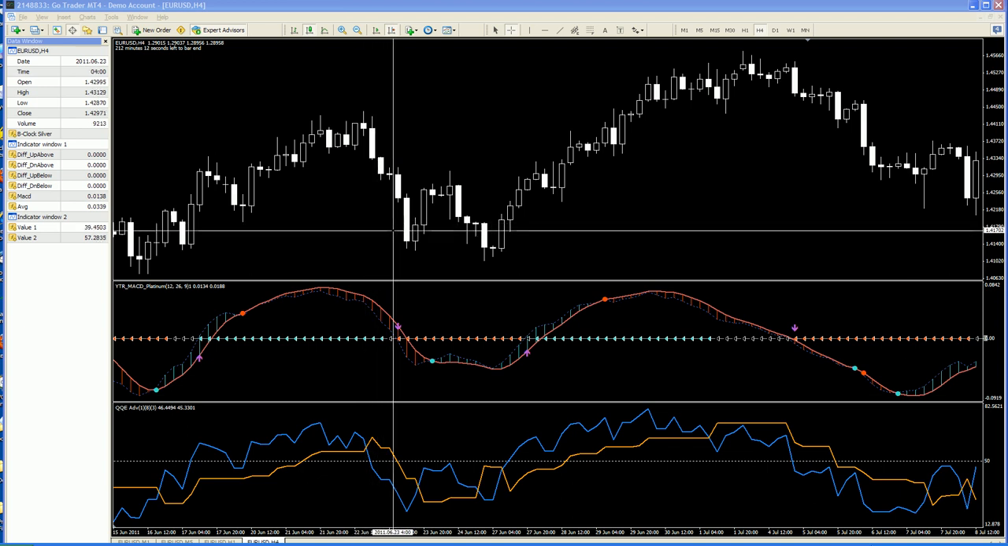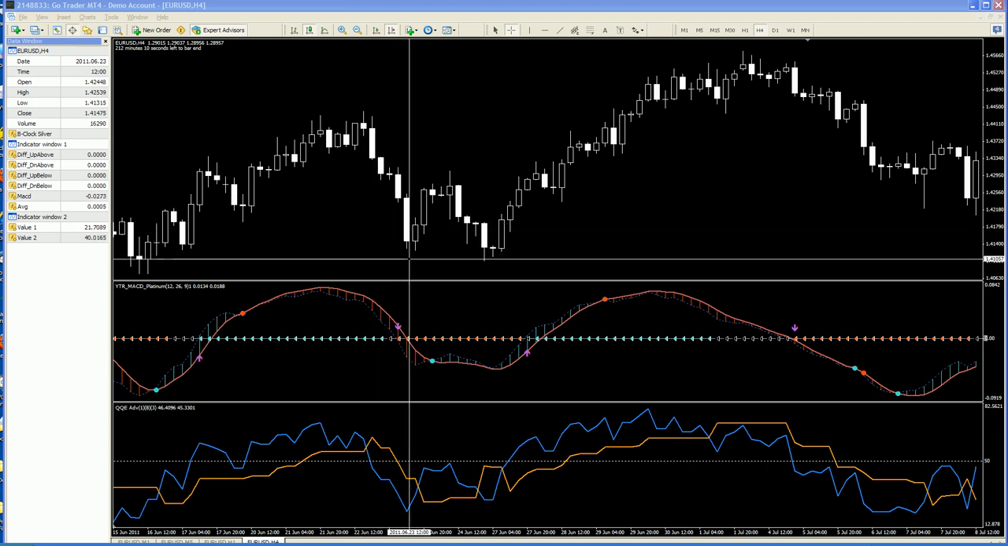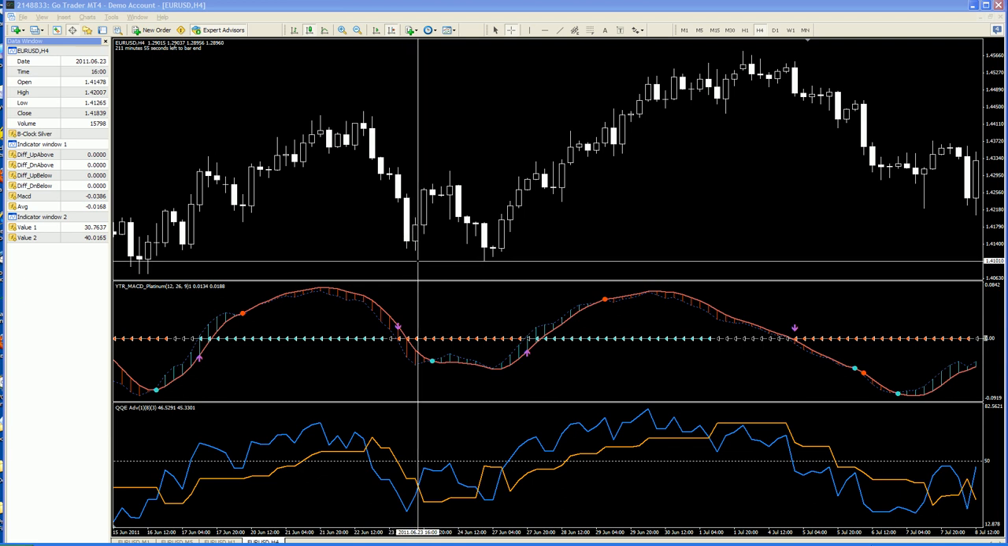So here we come down. Now I think one of your questions was, is it only a break even when the platinum changes dot color, or is it QQE cross also? I would say either or, whichever comes first. Here we have the QQE crossing first.